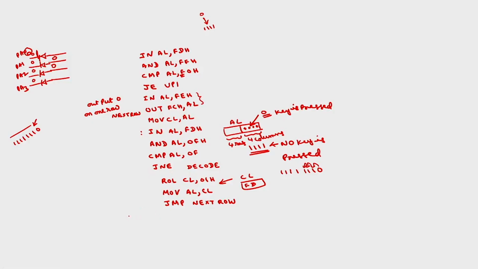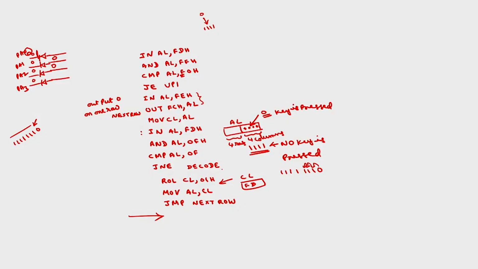Once it comes out of this loop, when will it come out of the loop? If any one of the columns is found to be 0. Then whatever row we have sent and this column, these two we have to use for encoding the key. I am calling this decode, but the correct word is encode. So you have to encode that particular key.